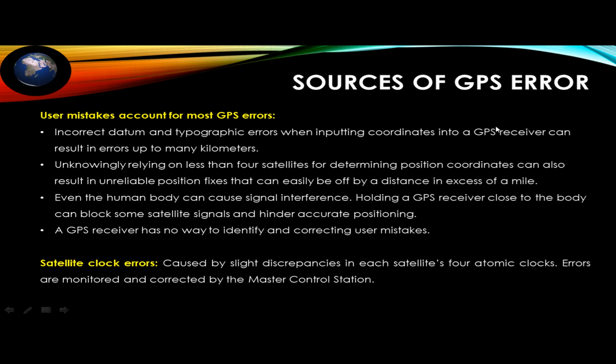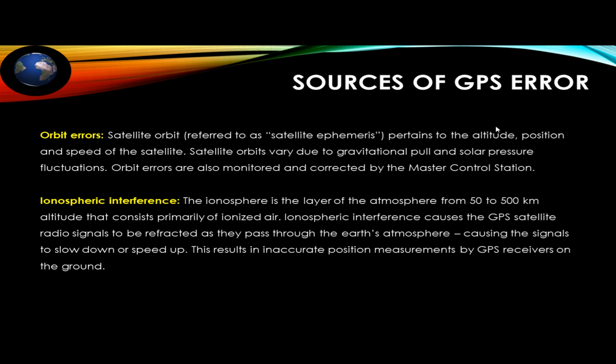Satellite clock errors, as I told, are caused by slight discrepancies in each satellite's four atomic clocks. Errors are monitored and corrected by the master control station. As I told, the control station deals with the clock settings of your space segment, as I have discussed in my control segment point. So it has to be maintained properly.